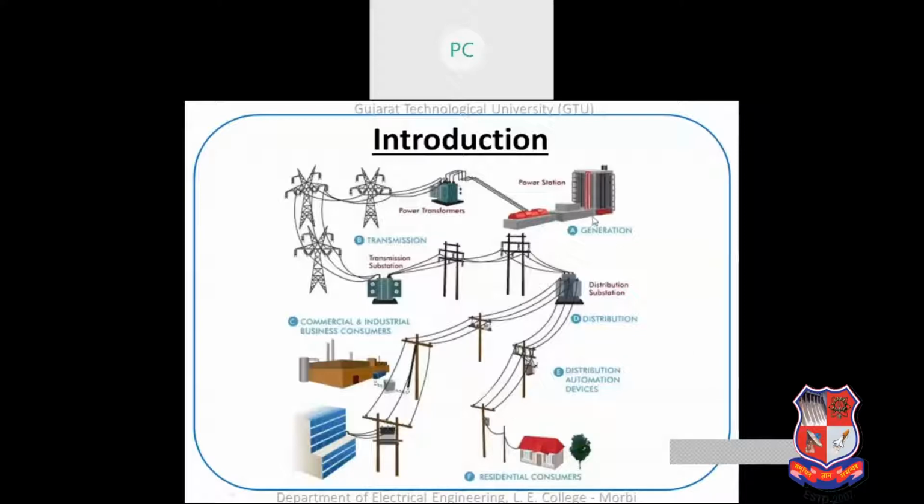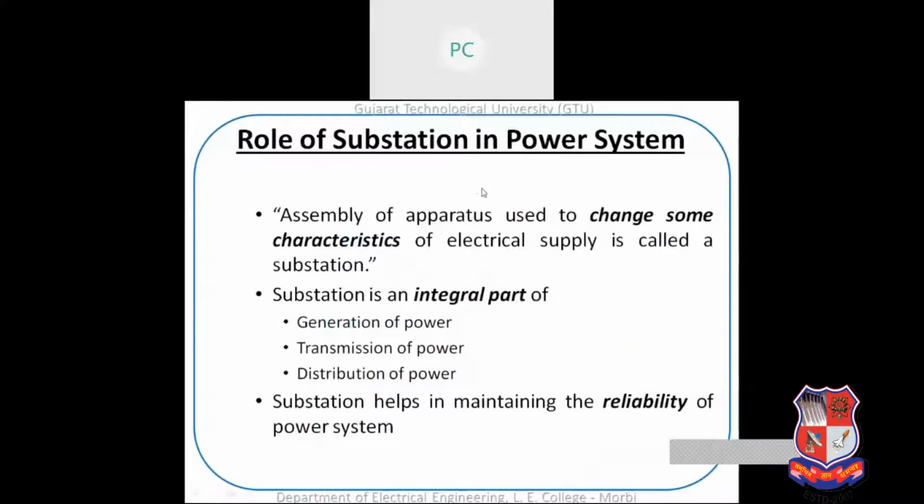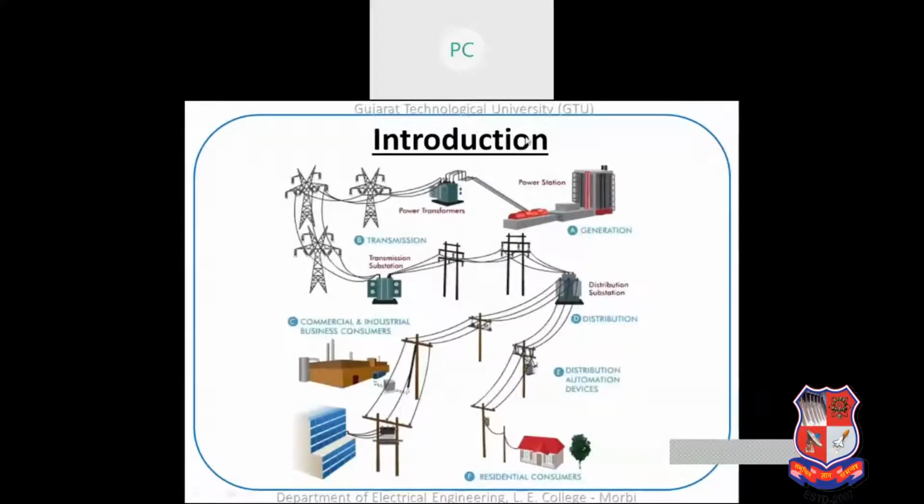So if you see here, at this point the power is generated, which is known as power station. Now we know that the power which we are generating by the generators, these generators are operated at 11 kV, and we know that the distance between generation and load center is very much on the higher side. So what we have to do, we have to increase the voltage. So for that we require a transformer.